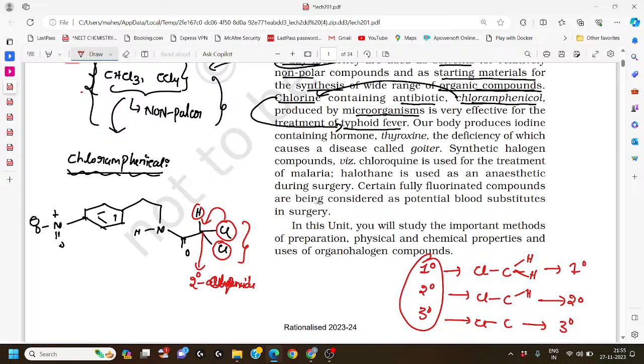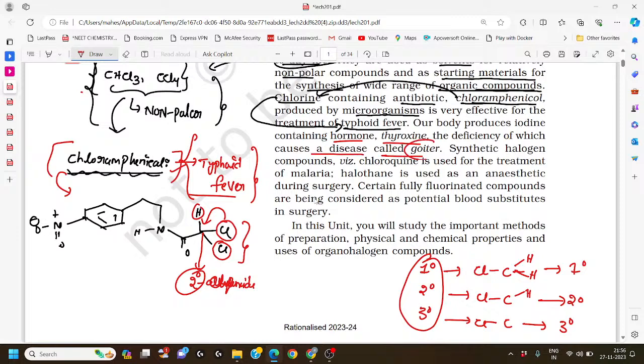So in chloramphenicol, a secondary alkyl chloride is present. I hope this concept is clear to you. Next one. This is the structure of chloramphenicol, which is used for the treatment of typhoid fever. Matching type questions will be asked in the examination: what is the use of chloramphenicol? And the next one is that our body produces an iodine containing hormone, thyroxine, the deficiency of which causes the disease called goiter. I hope you have already studied this in biology. This is a general awareness question.